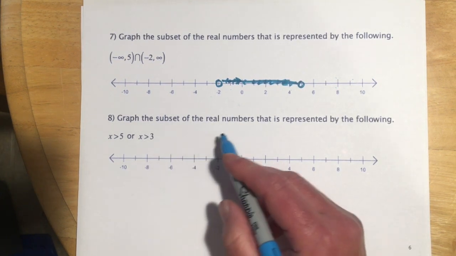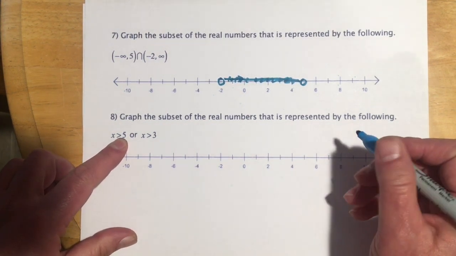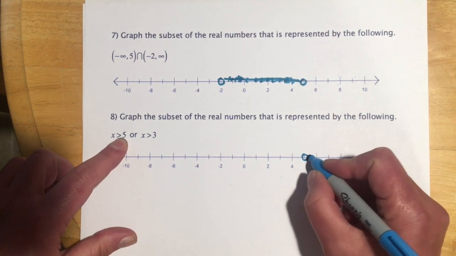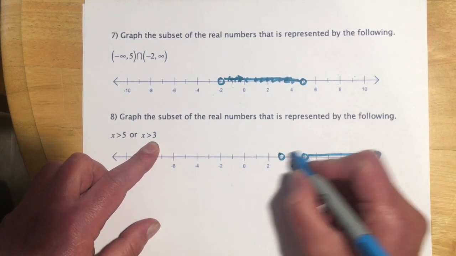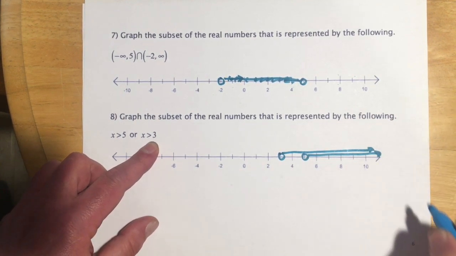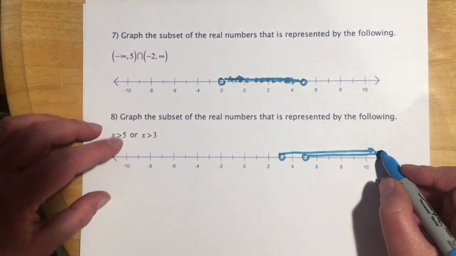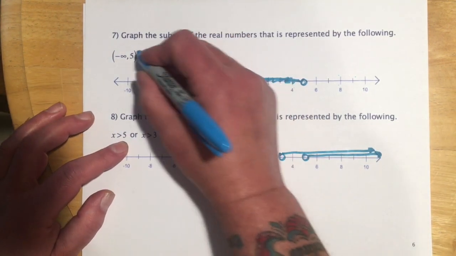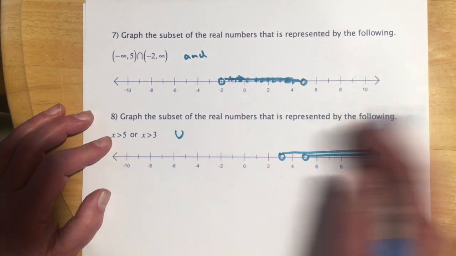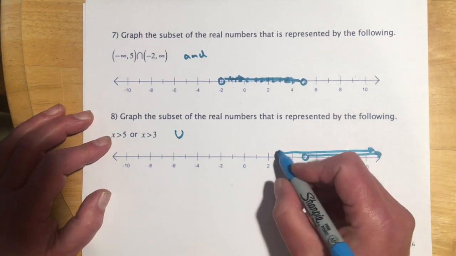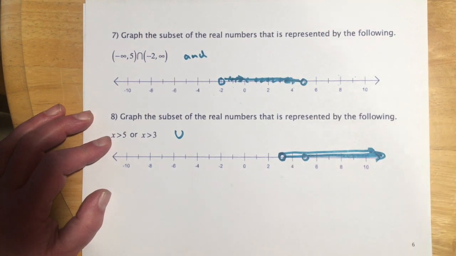Number 8, graph the subset of the real numbers as represented by the following. So x is greater than 5, so here would be 5, and then greater than, so that's going this way. Or x is greater than 3. So that would be 3 and still going this direction. In this case, if it was an intersection, we'd only pick this part, but this one is an or, so it goes with union. This one's an intersection, it goes with and. And so for a union, wherever we have graph would be the answer. So if you're doing this on the computer, all you'd want to do is start at 3 and just draw a continuous line from there.